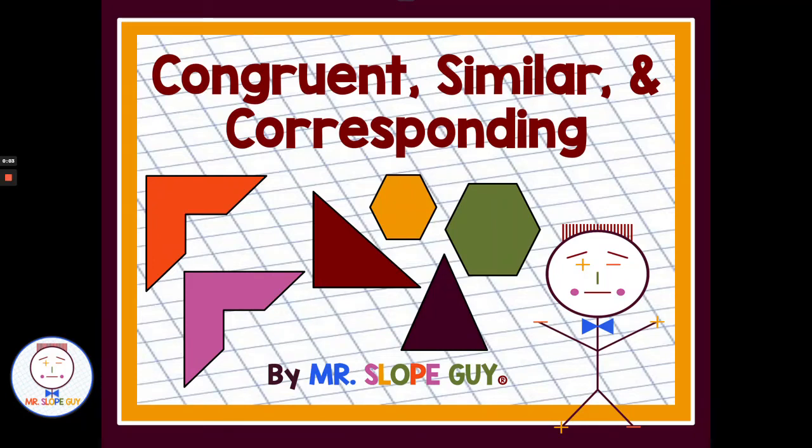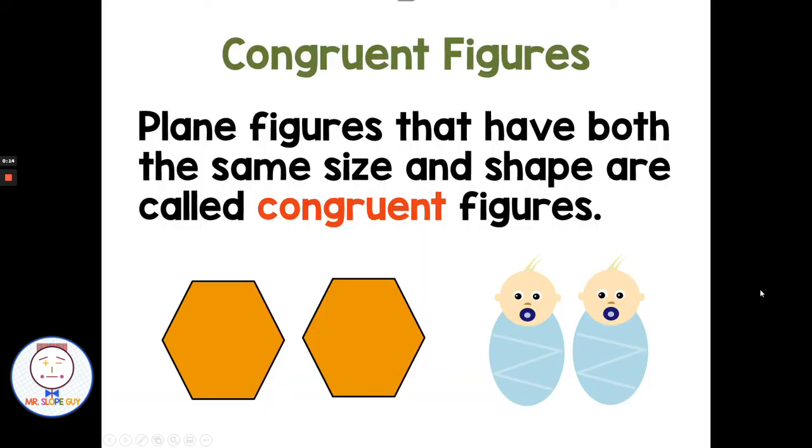Hello everyone. Mr. Slope Guy here today to help you with congruent, similar, and corresponding. Quite often when we're dealing with geometry, we deal with these terms.